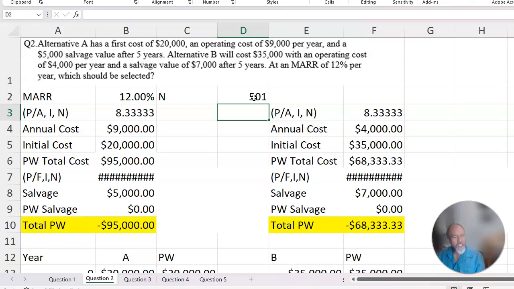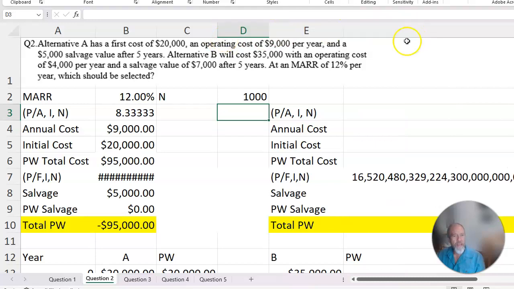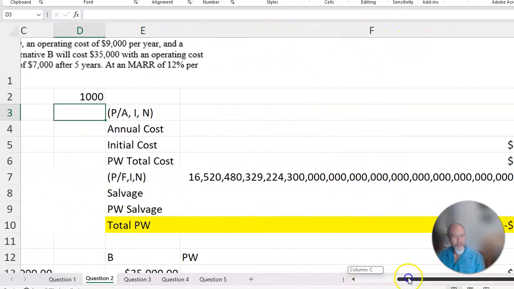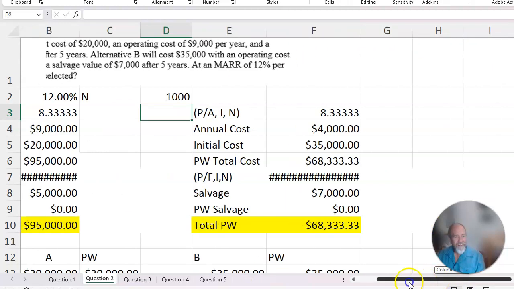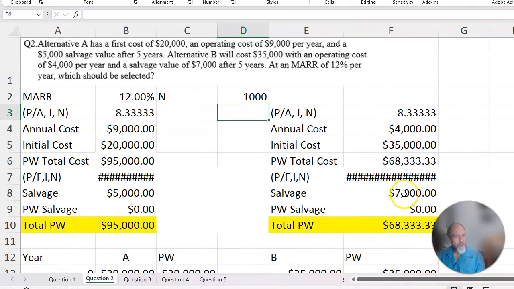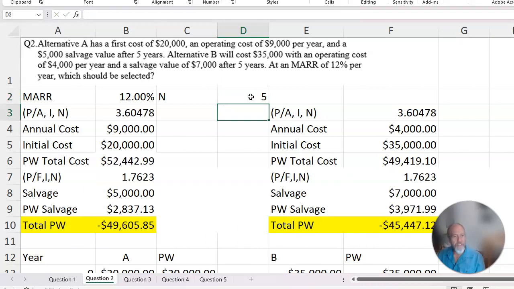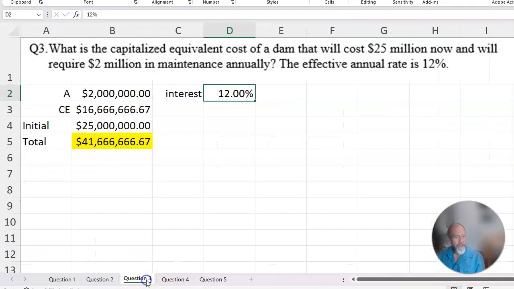Oh, look, the costs didn't change. Okay, maybe if I change it to 1,000. Notice those total present worths didn't change. The reason you see pound signs there is because that number got really, really big. And I'm going to bring it back over because I don't need that. But that total present worth value didn't change. Well, that's because it levels off from that annualized.